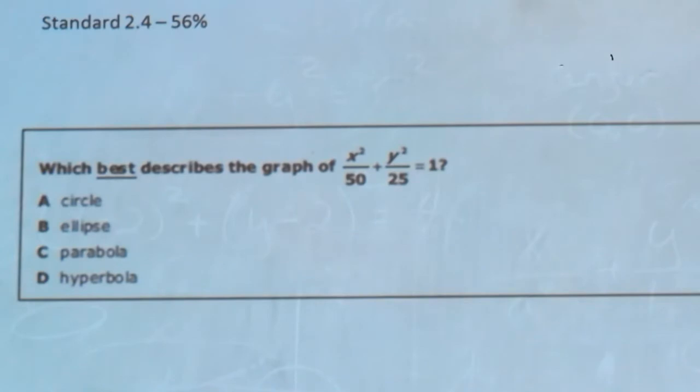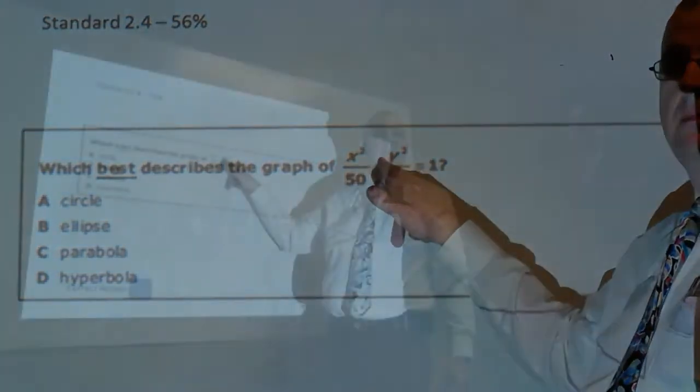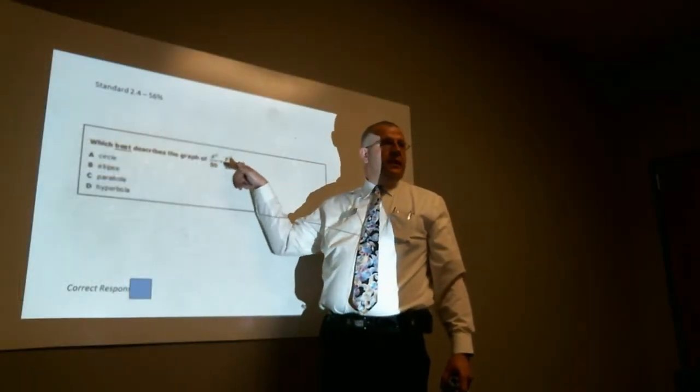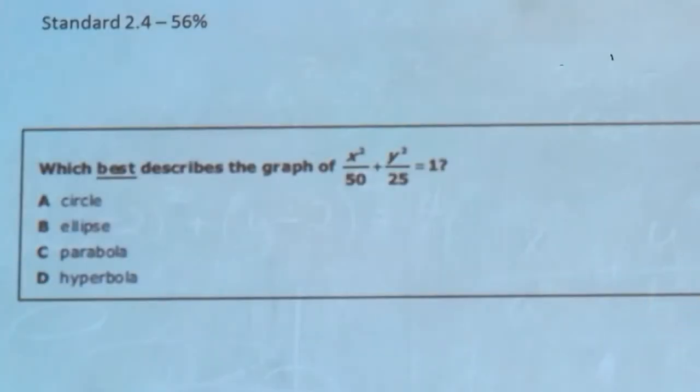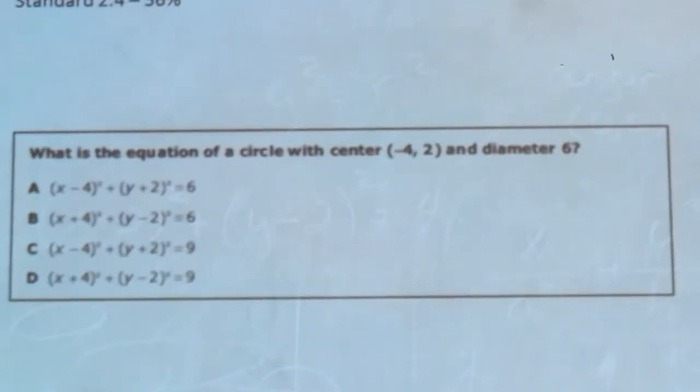The hyperbola would have a negative in here. If they ask me about hyperbola, there would be a negative in there. So it is an ellipse, and that corresponds. Easy question here now.